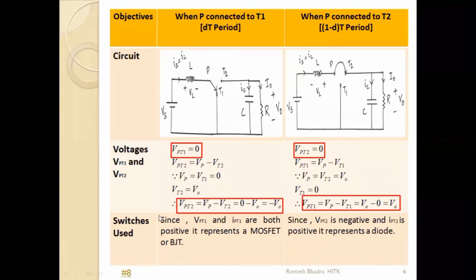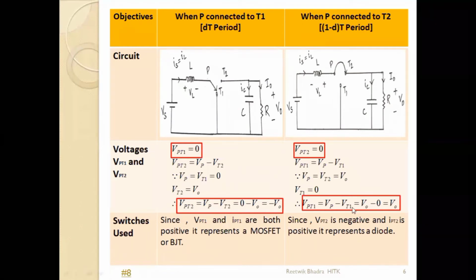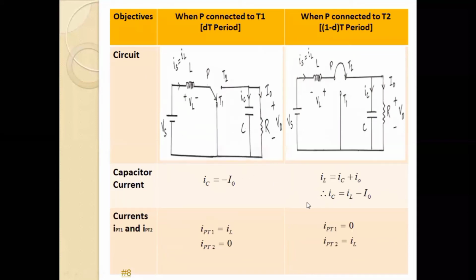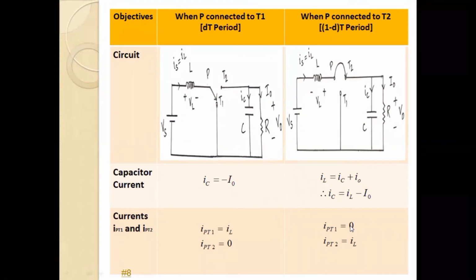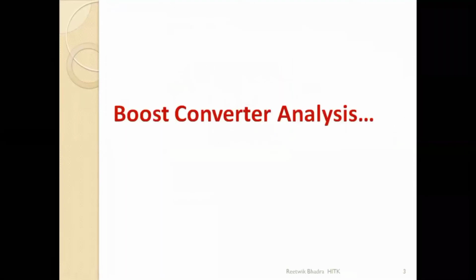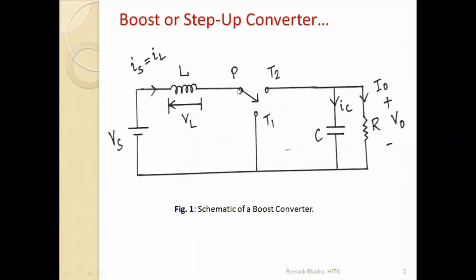Next thing is my last point. What am I getting? PT1 is a positive voltage, right? 0 and V0 are both positive voltages. And in the previous slide, PT1 is IL and 0, positive current. So positive current, positive voltage means MOSFET or BJT. So in the main circuit, PT1 will be replaced by a MOSFET or BJT.